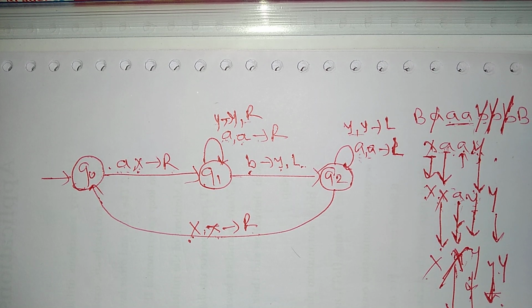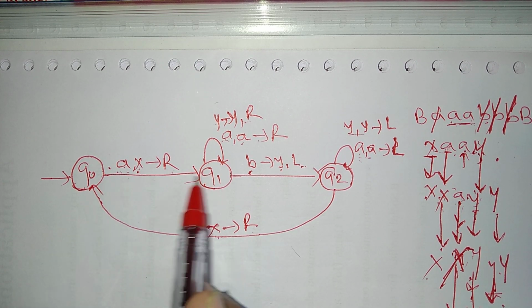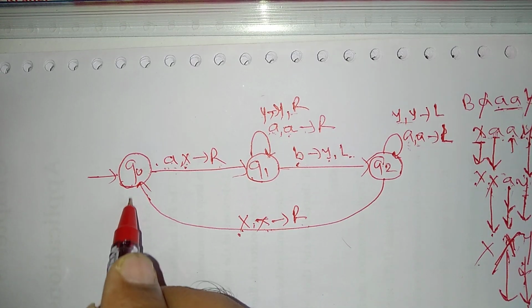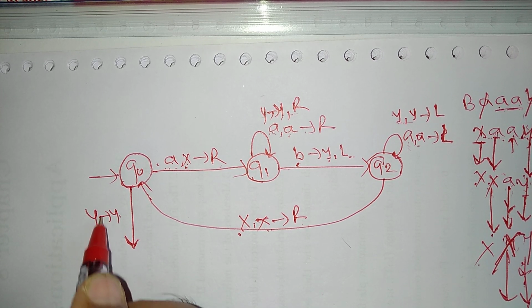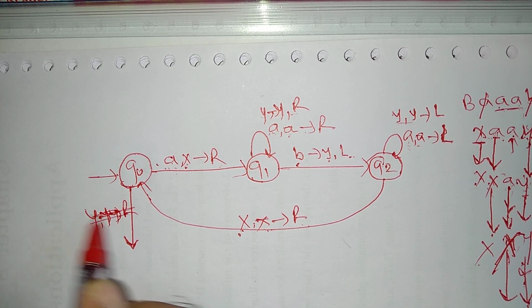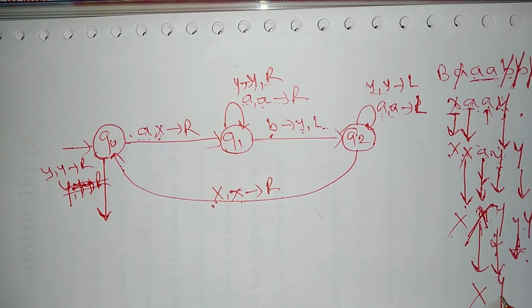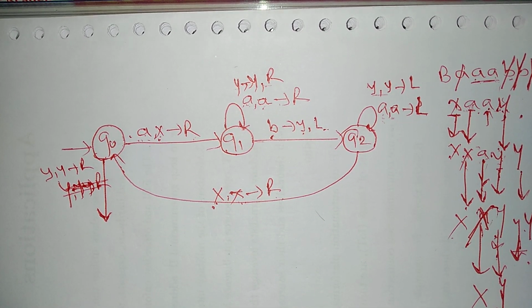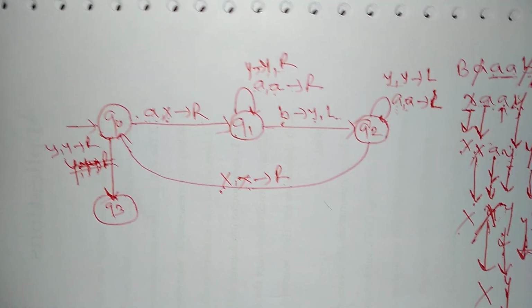On the right side, what do I have? Y. Have I written anything here for the Y? No. So we'll write here Y replaced with Y, go to the right side. That means Y replaced with Y, go to the right side. So here will be state Q3.